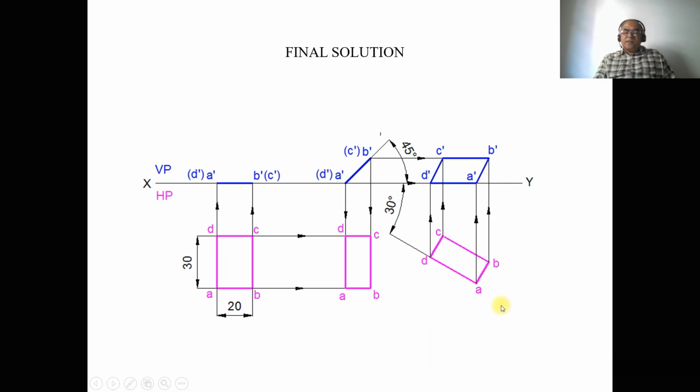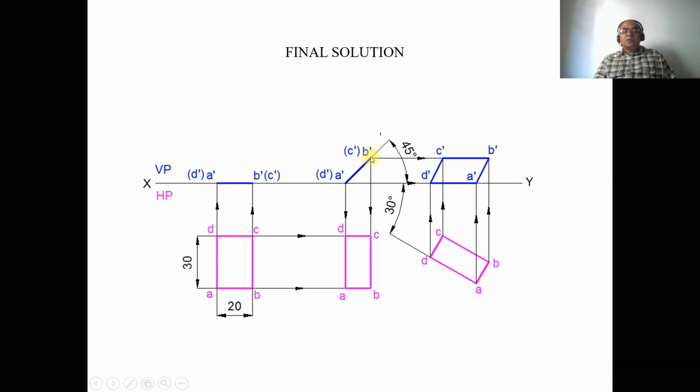Once you do that, then we need to draw the front view. To draw the front view, draw a horizontal projector from A dash and draw a vertical projector from A. Both will intersect on the XY line at this point. So mark this point as A. Similarly, from D dash also draw a horizontal line, and draw a vertical projector from D to the XY line, and mark that point as D dash. All these projector lines you are drawing have to be very, very thin lines.